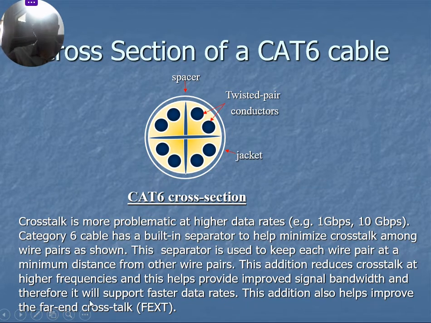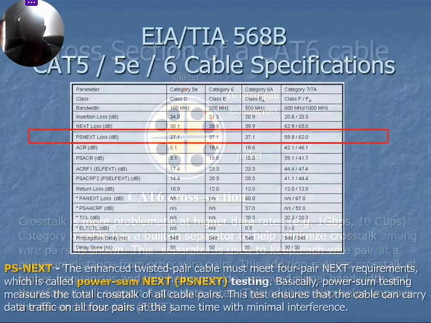This addition reduces crosstalk at higher frequency, and this level provides improved signal bandwidth, and therefore it will support faster data rate. It will suppress the near end crosstalk happening in these cables, and hence we improve the bandwidth. Therefore, that will result in a higher data transfer rate. Okay, now let's move on quickly to the next one.